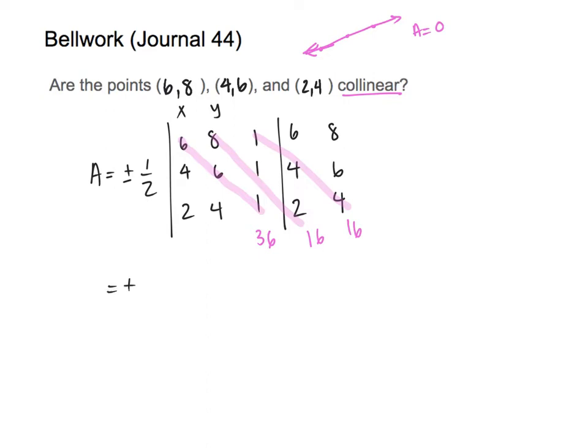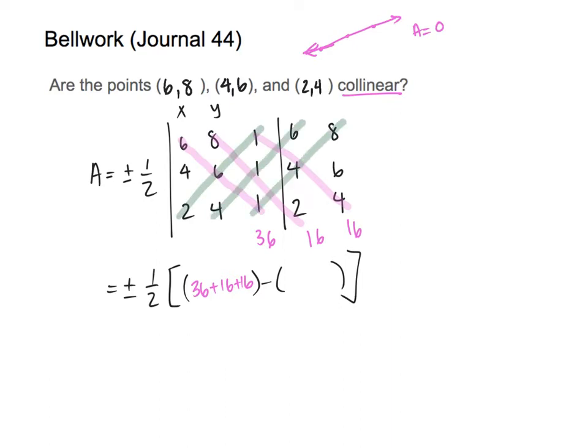Now I'm going to bring down the plus and minus 1/2, and in brackets I'll show all my work for the determinant. So remember, determinant uses a minus sign, so I'm going to grab these numbers and stick them in here. So this is 36 plus 16 plus 16. And then this will be 2 times 6 times 1, 4 times 1 times 6, 1 times 4 times 8. So this will be a 12, 24, and 32. 12 plus 24 plus 32.